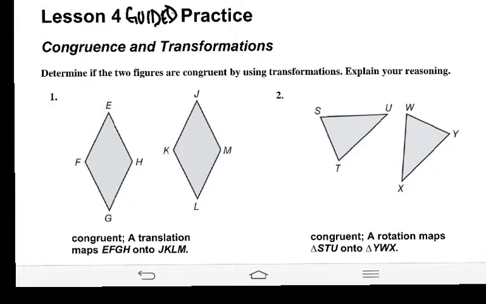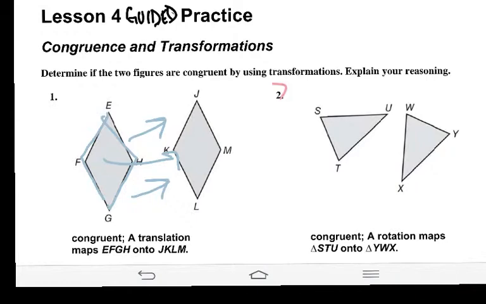If you look at number 1, you can see that it just, what they call, slid over from here to here. And of course, sliding means translation. So for number 1, all you have to write is that they are congruent and that the translation maps EFGH onto JKLM. In other words, if you were to cut this out and put it right on top of this one, it would look exactly the same.